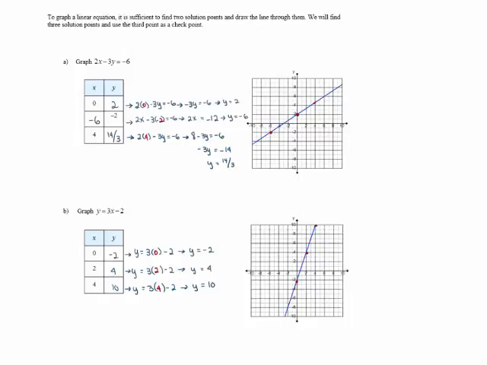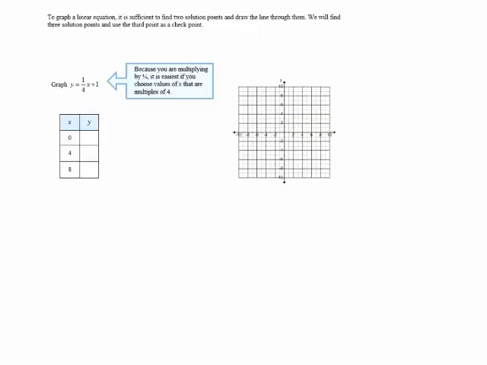There are a couple of other points we have to find. When x equals 2 or 4, we substitute those values and find the corresponding number for y. We look at the points, and this would be the graph of these lines. Here's another example.